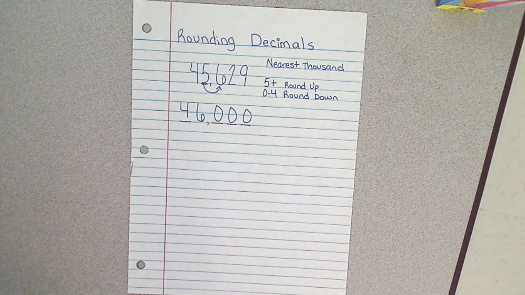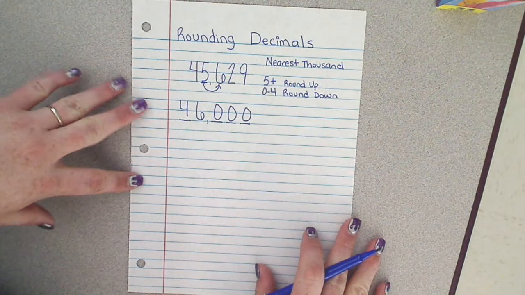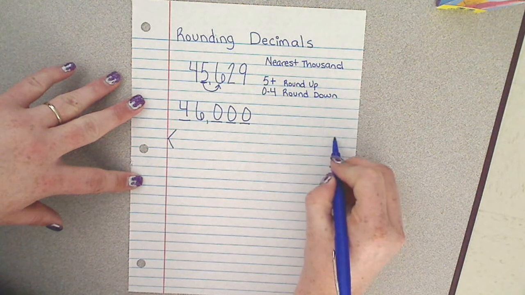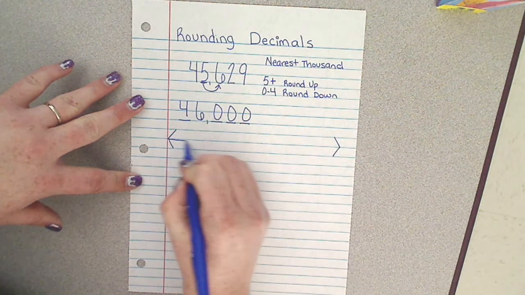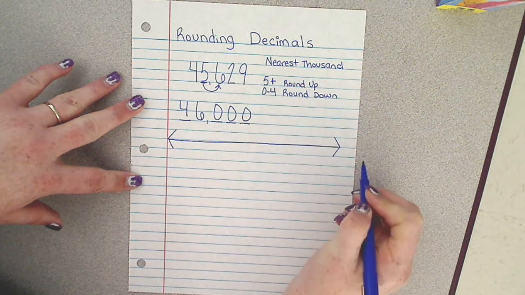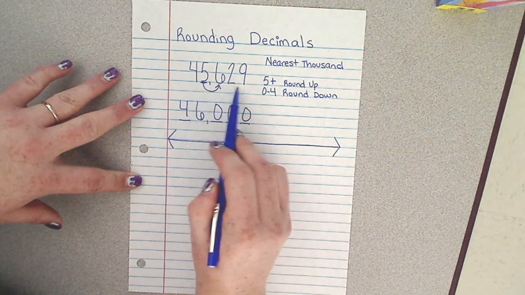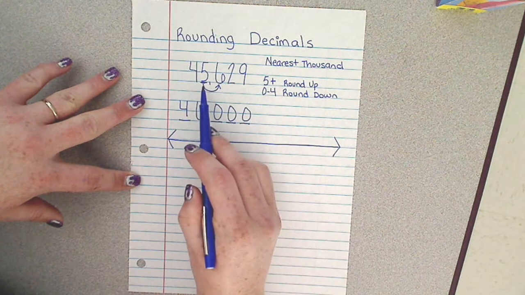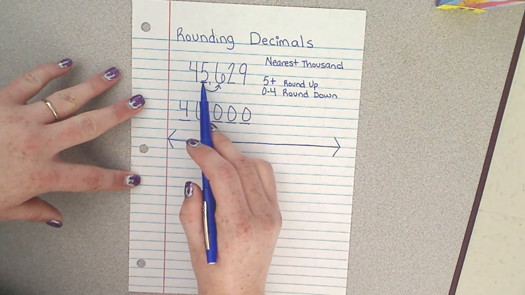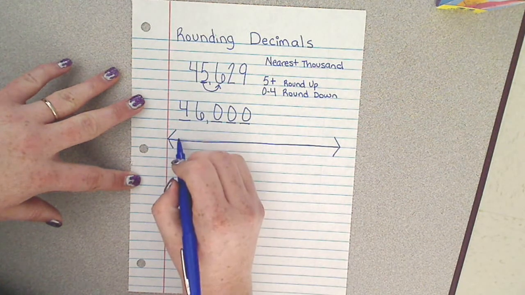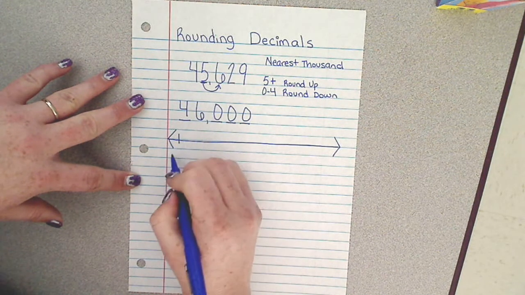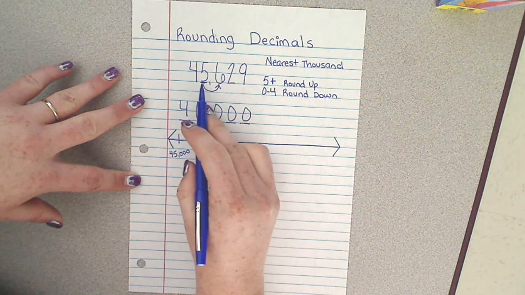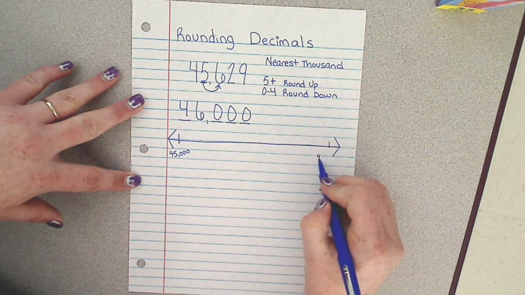Now, you might be asking, well, Ms. Pike, I don't understand how this works, so let me show you using a number line. Now, I know that the current number I'm working with is 45,629, and I'm rounding to the nearest thousand, so I need to be focusing on the thousands place. I'm going to start on this side with the smaller number of 45,000, because the next thousand would be 46,000.